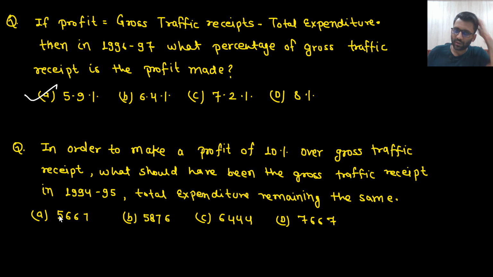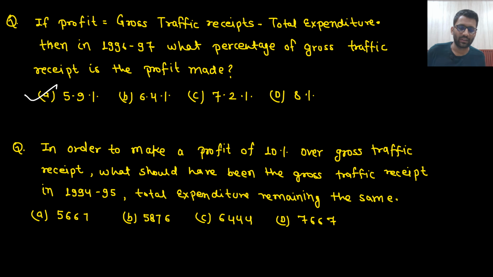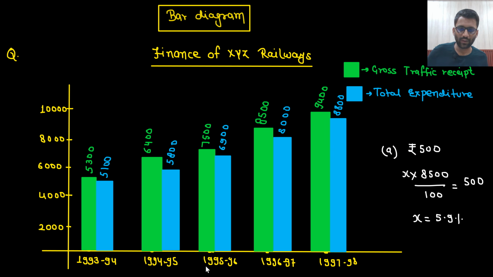What is the next question? In order to make a profit of 10% over gross traffic receipt, what should have been gross traffic receipt in 1994 to 1995 if total expenditure remains the same? Okay, this seems like a good question. So let's see what they are asking. In order to make a profit of 10% over gross traffic receipt in the year 1994 to 1995. So first you need to find the year 1994 to 1995.